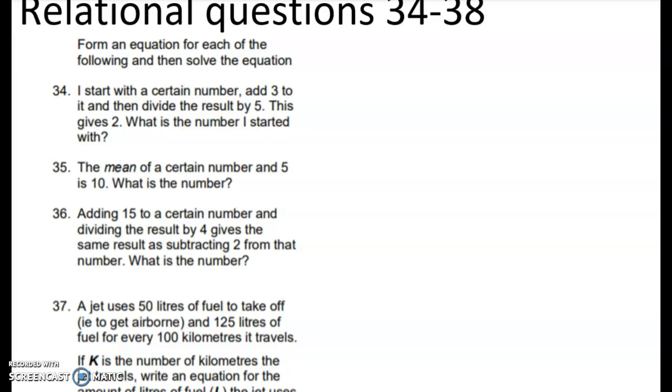Okay, so first we have to form the equation for each of these word problems, and then we have to solve the equations. So you can use any letter for your variable. I'm usually going to use either n or x.